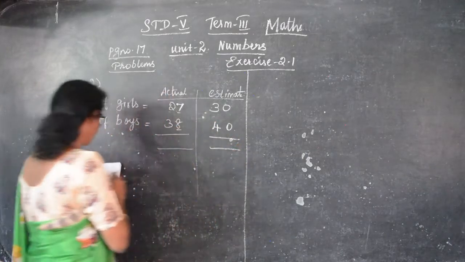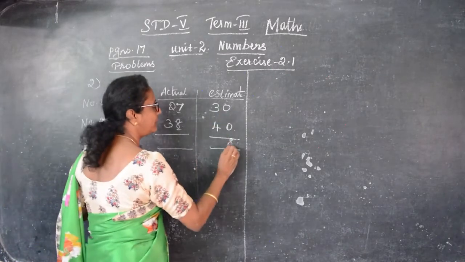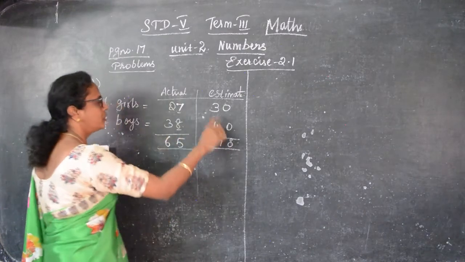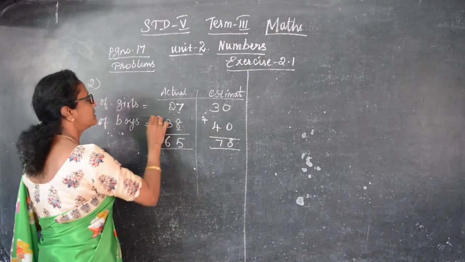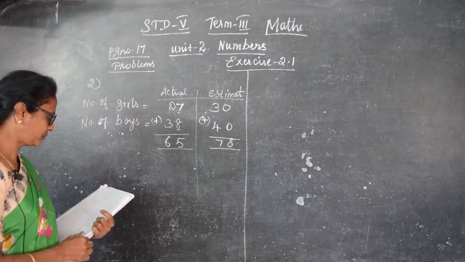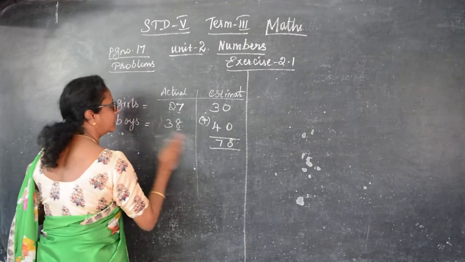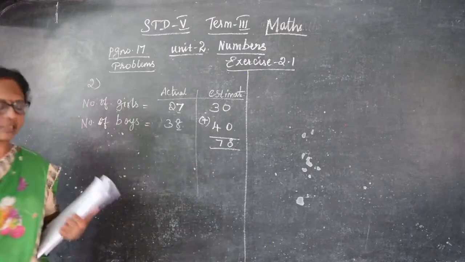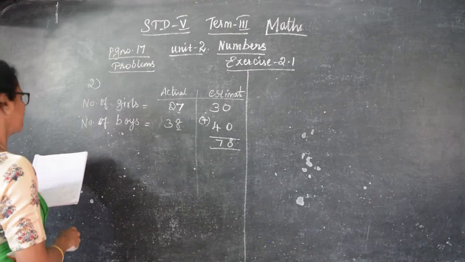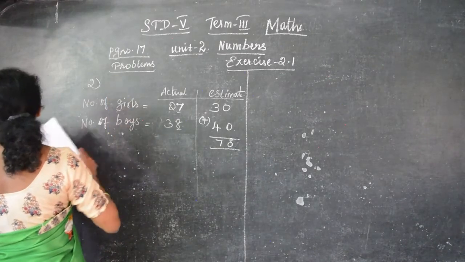So what they ask you is to find the sum and estimate to the nearest tens place. If we add these two, we get 70. If we add these two, we get 65. So if you add these two, you'll get 70 as the answer. Can you understand, children? So just add this. They have asked to add the estimate only. Find the sum and estimate the nearest tens. You have to write the sum also.